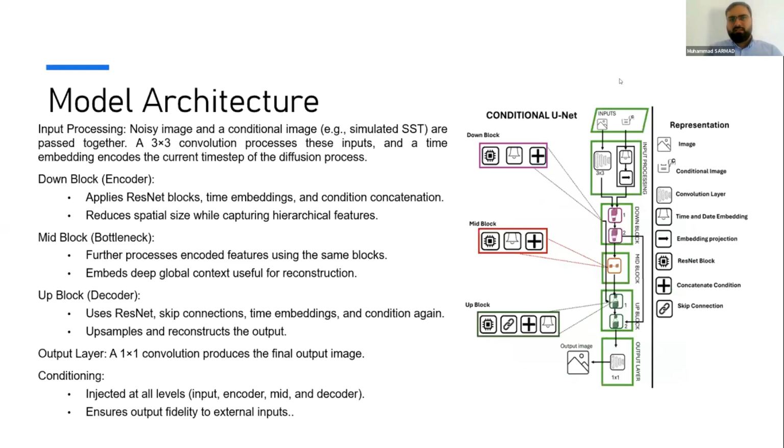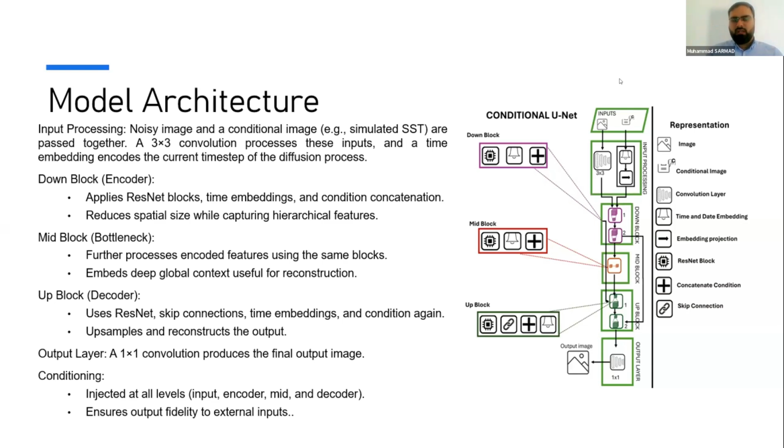So our model architecture consists of a few blocks, starting from the input processing. Input processing consists of the noisy image as an input and a conditional input, as we call it, the simulated SST. Both are passed together through a 3x3 convolution, and then time embedding encodes the current time step of the diffusion model. Then we have the down block, which we usually call the encoder. It applies ResNet, time embedding, and conditional concatenation.